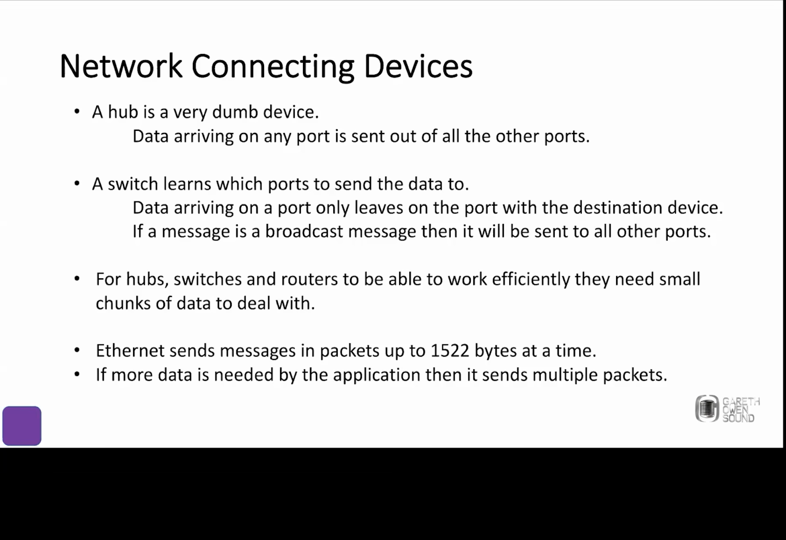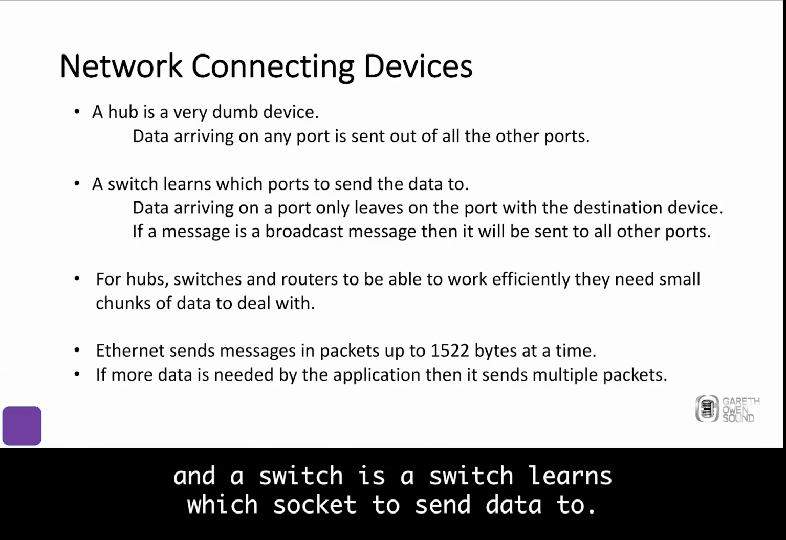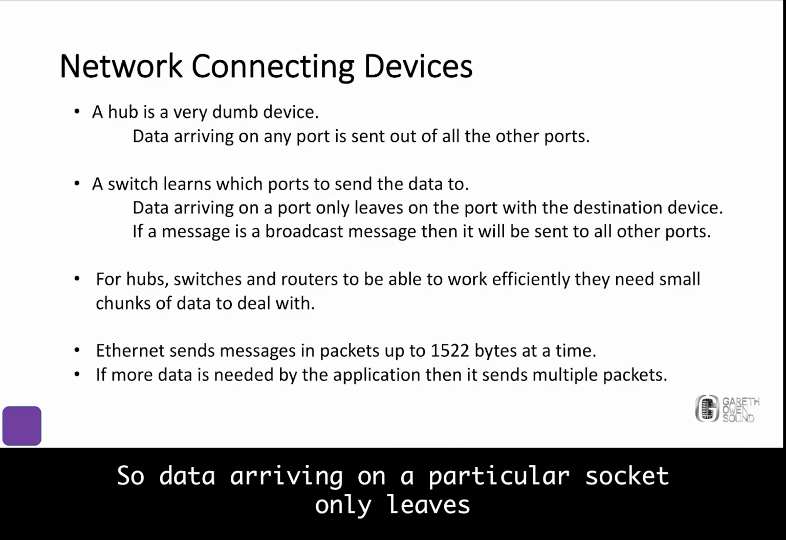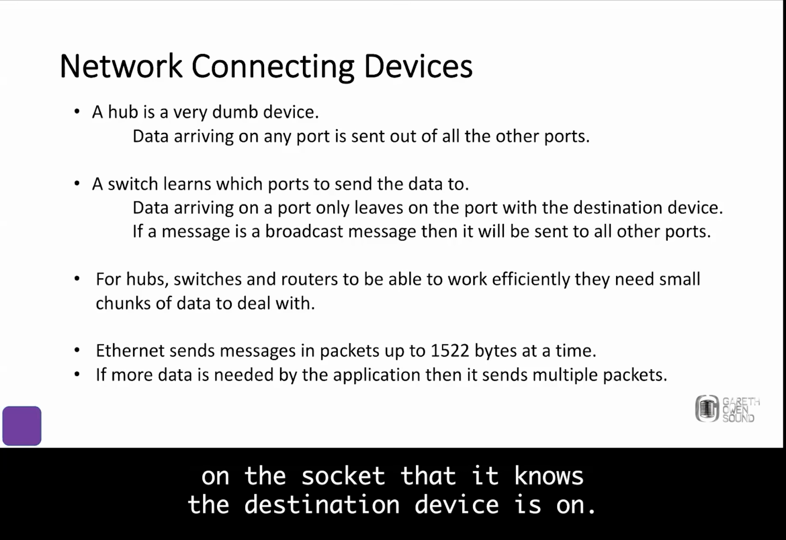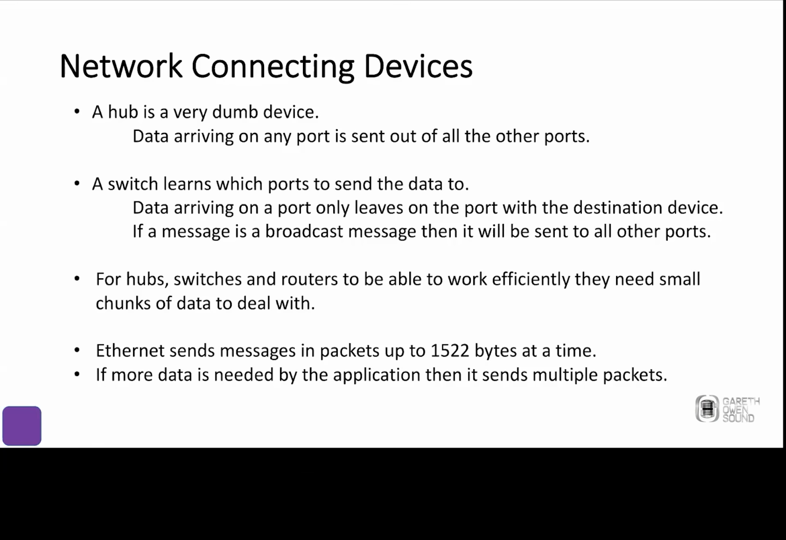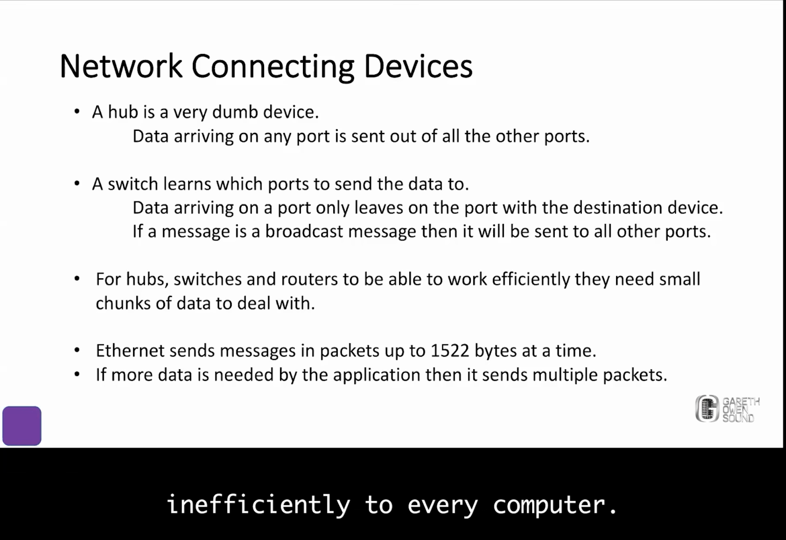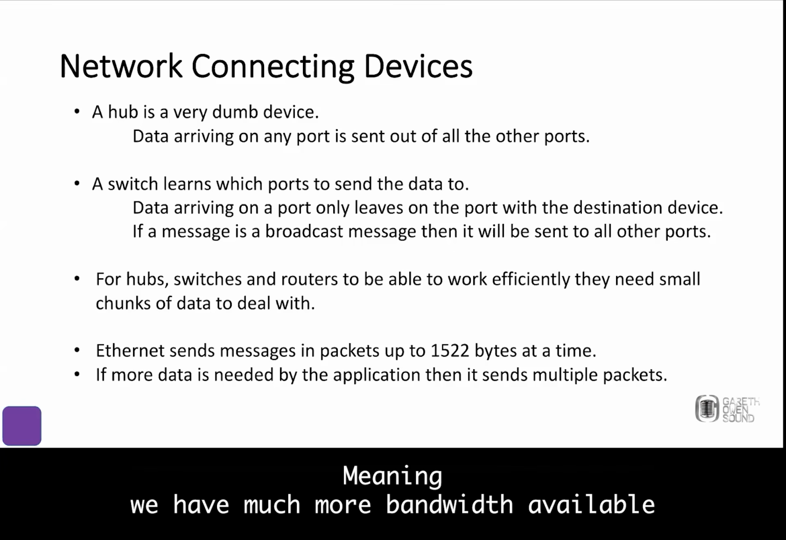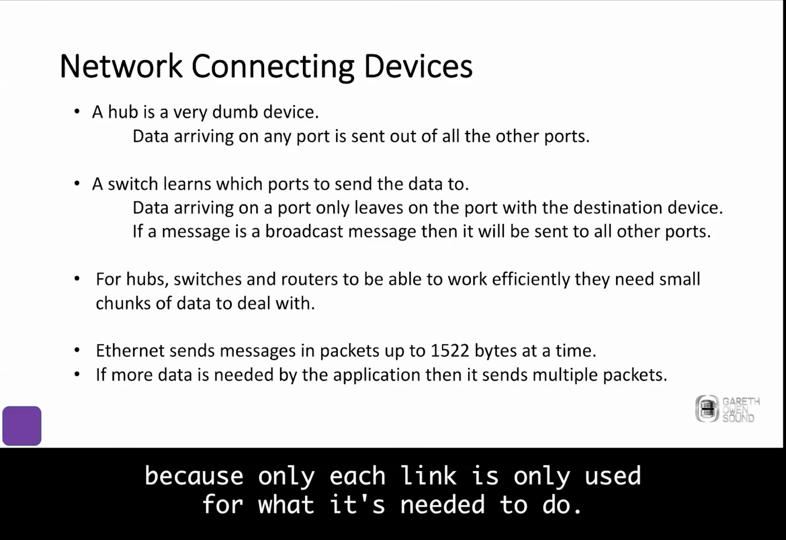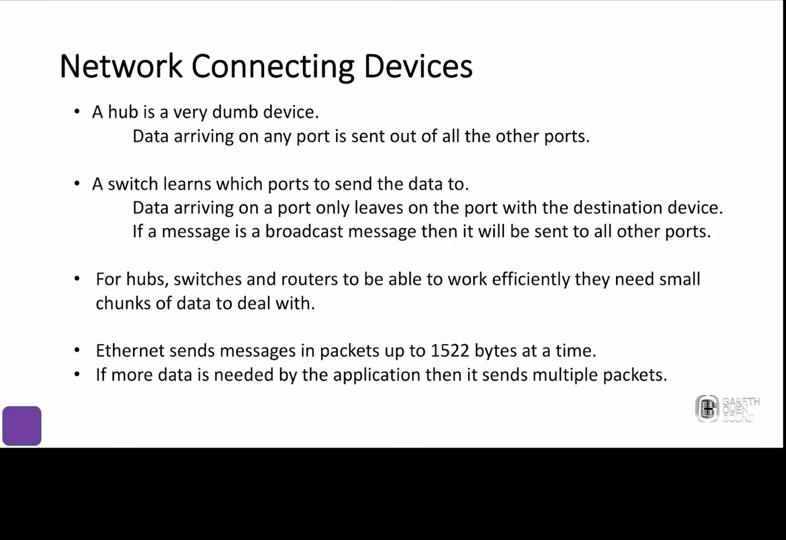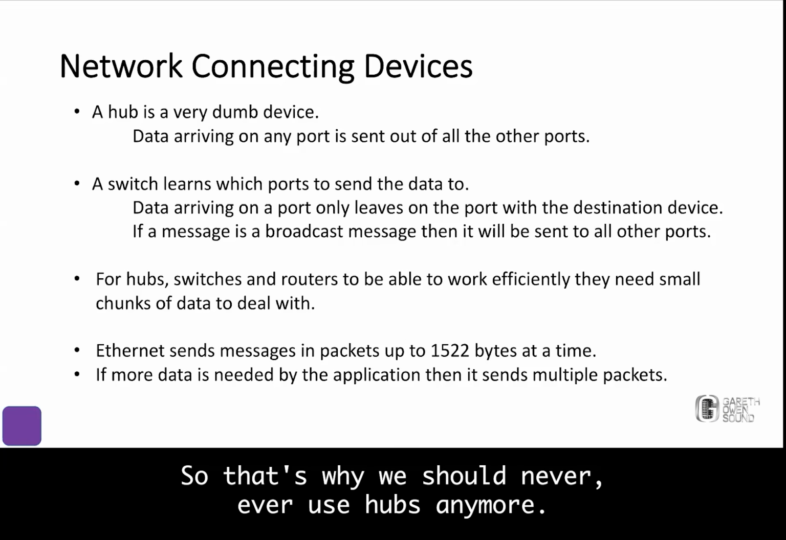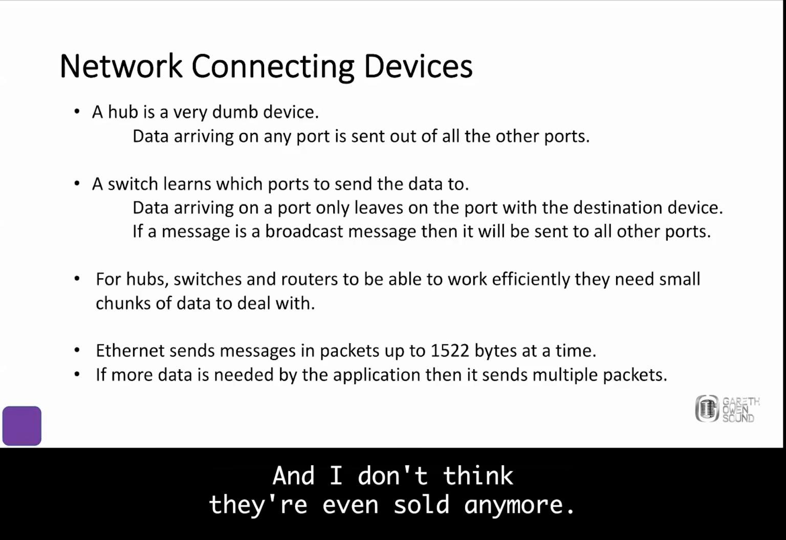The difference between a hub and a switch is a switch learns which socket to send data to. So data arriving on a particular socket only leaves on the socket that it knows the destination device is on. This means we're not sending data inefficiently to every computer, meaning we have much more bandwidth available because each link is only used for what it's needed to do. So that's why we should never ever use hubs anymore, and I don't think they're even sold anymore.